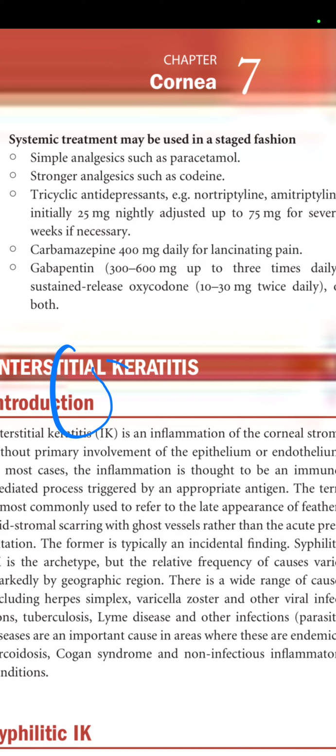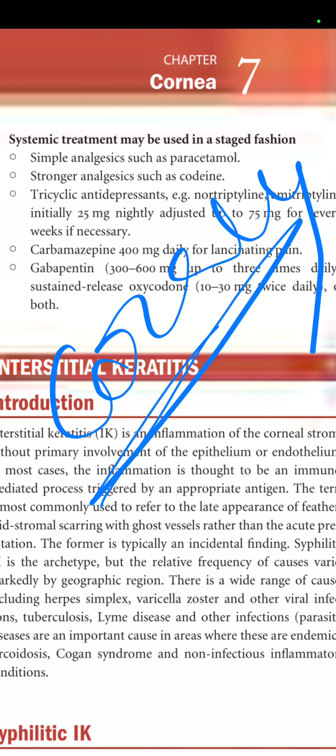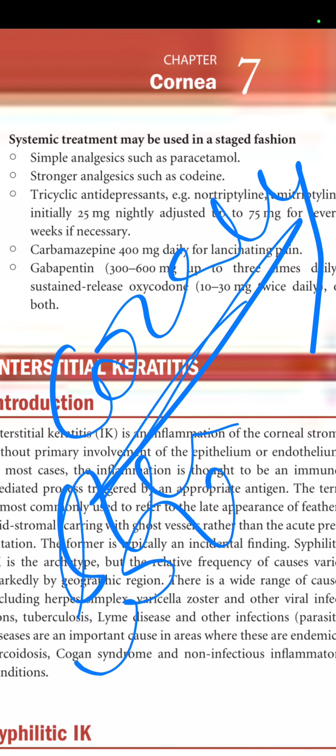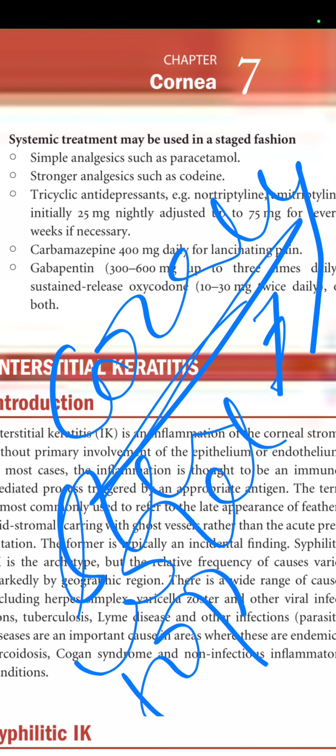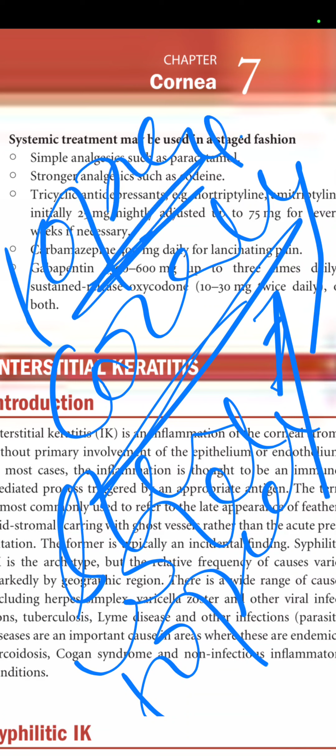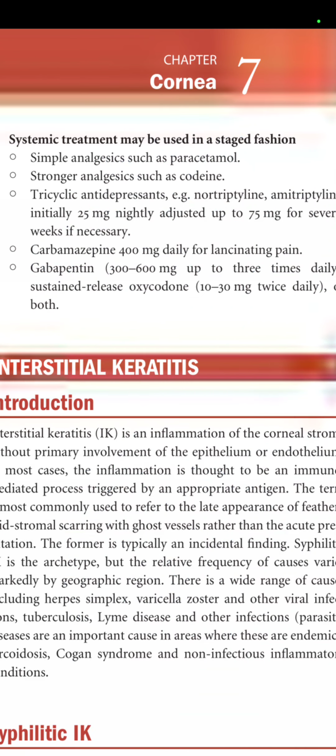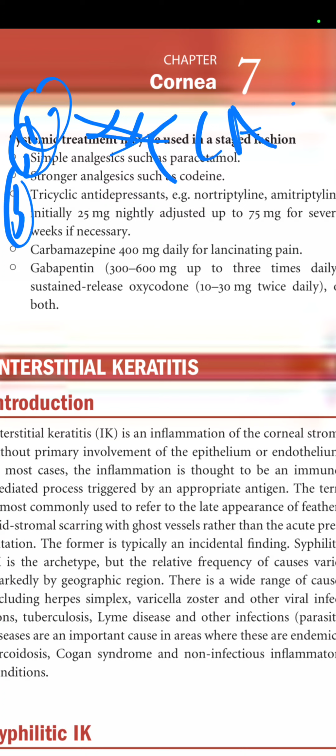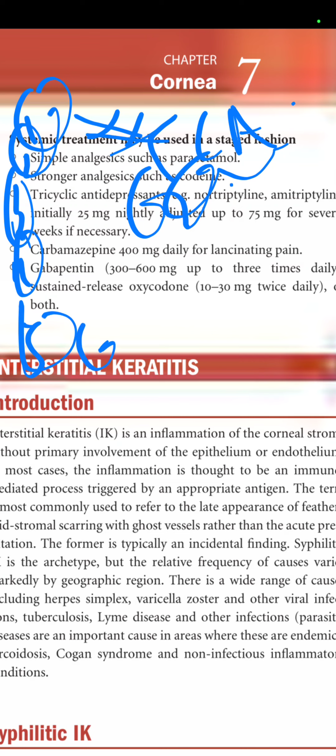So there are some treatments we can do locally on the skin. We can ask the patient to do cold compresses of that region, and also give topical capsaicin or topical lignocaine cream. But if systemic treatment is necessary, we do it in a stepwise fashion. First we give paracetamol. If that is not effective, we give codeine. If that is not effective, we give a TCA. If that is not effective, then we add carbamazepine. If that is not effective, then we give gabapentin or sustained release oxycodone.